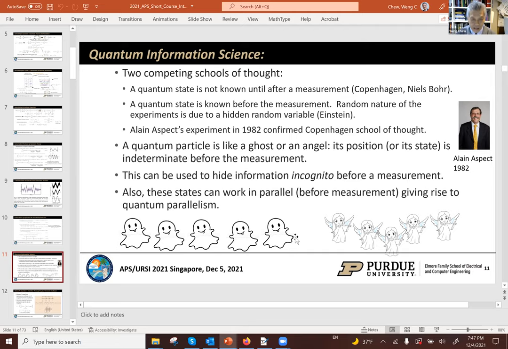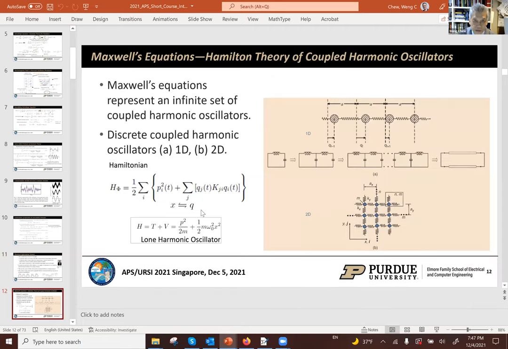If you want to solve the problem of a labyrinth or a maze, an ordinary person will have to walk the maze many, many times over before you can find the solution for the best, shortest path through a maze, okay? Whereas if you can send a quantum particle, which can be simultaneously everywhere before you do the measurement, the quantum particle can solve the problem for you very, very quickly, okay? So that is the gist of quantum information science.